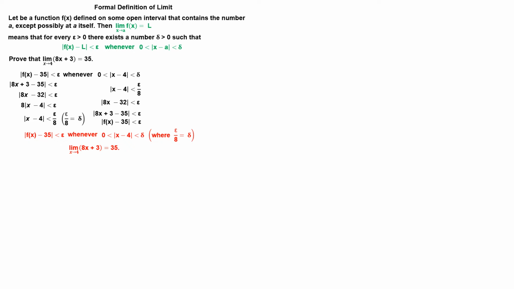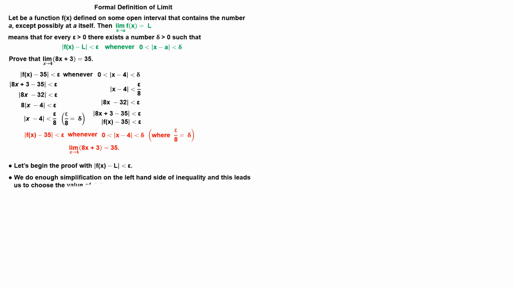To prove a limit by the formal definition, it seems that things get a little messed up. I will try to write the steps to be followed. Let's begin the proof with the following statement. The distance between f of x and L is less than epsilon. Next, we need to obtain a value for delta. So we do enough simplification on the left-hand side of the inequality. And this leads us to choose the value of delta.